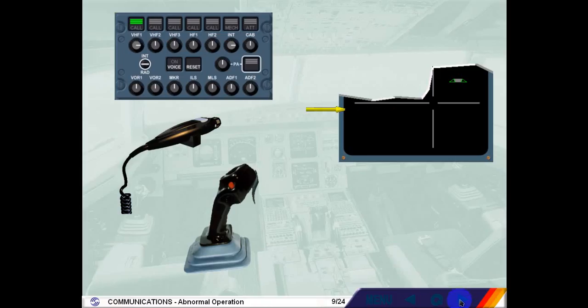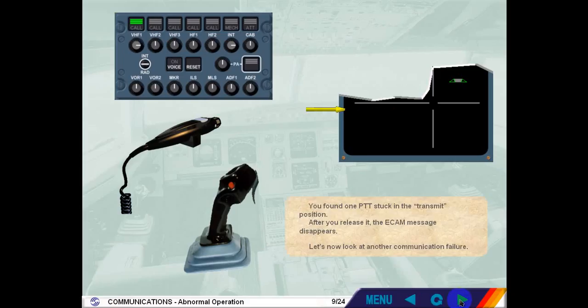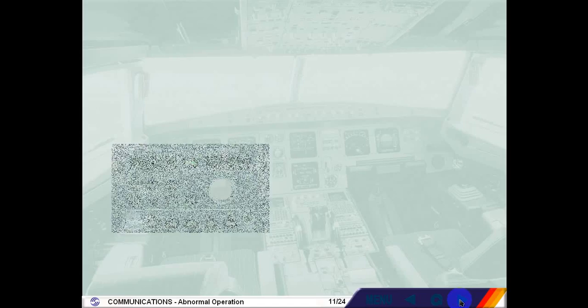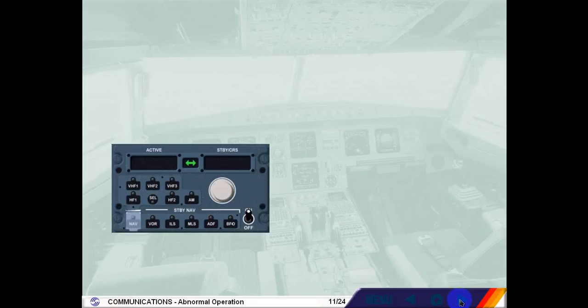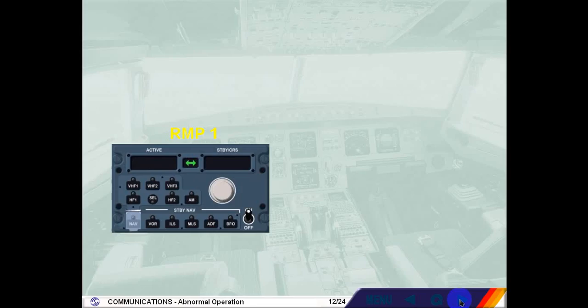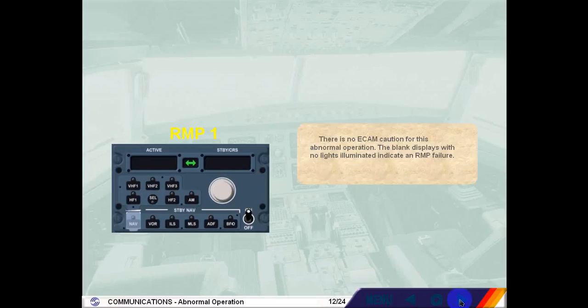Let's now look at another communication failure. You are still in cruise and everything is back to normal. ATC asks you to change frequency. When you look at your RMP, all indications are blank. Check that the on-off switch is on. There is no ECAM caution for this abnormal operation. The blank displays with no lights illuminated indicate an RMP failure.